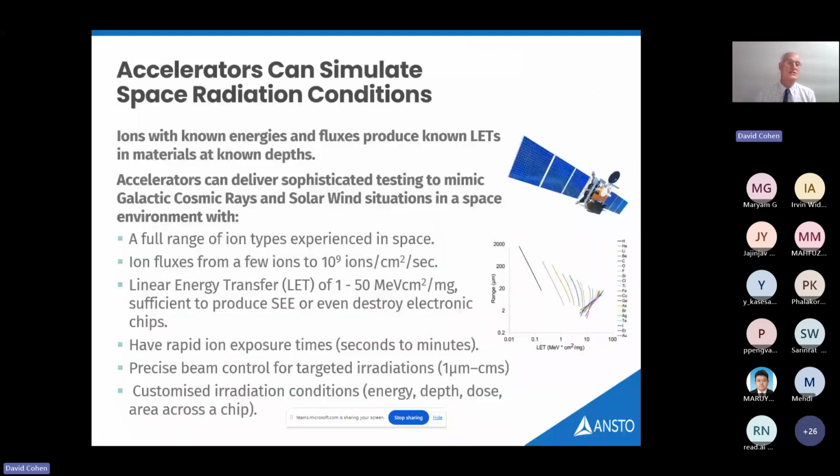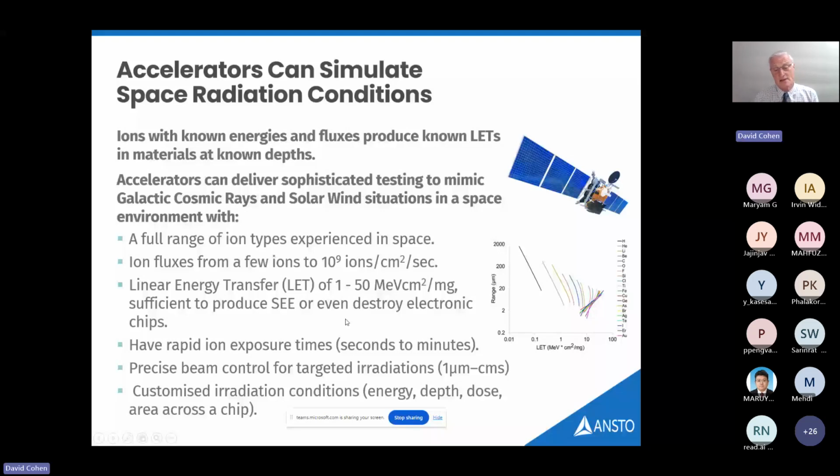Okay, I've already mentioned this, that accelerators can simulate the radiation in space. Use an ion with a known energy and a known flux and a known LET, linear energy transfer. So you use MeV ions, which transfer MeV to the material that they get absorbed in. We can do the full range of ions here for space. We can run ion fluxes from a few ions to 10 to the 9 ions or even more per centimeter squared per second. And we can do this linear energy transfer from 1 to 50 MeV centimeter squared per milligram quite easily using the ions from our accelerators. And we have very rapid exposure times from minutes to seconds.